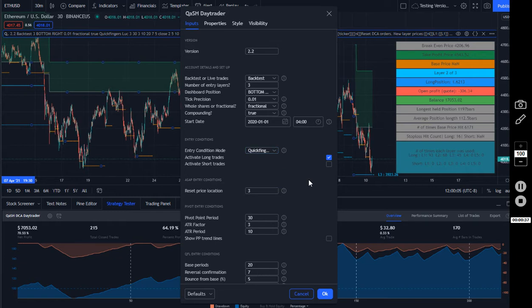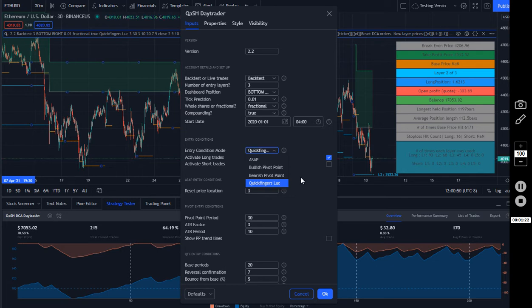In my last video, I went over the Ichimoku Cloud strategy with the DCA orders incorporated into it. A lot of the functionality here is going to be the same, except I have different entry conditions that you can choose from. So the entry condition that I want to show you today is the Quickfingers Luc entry condition.